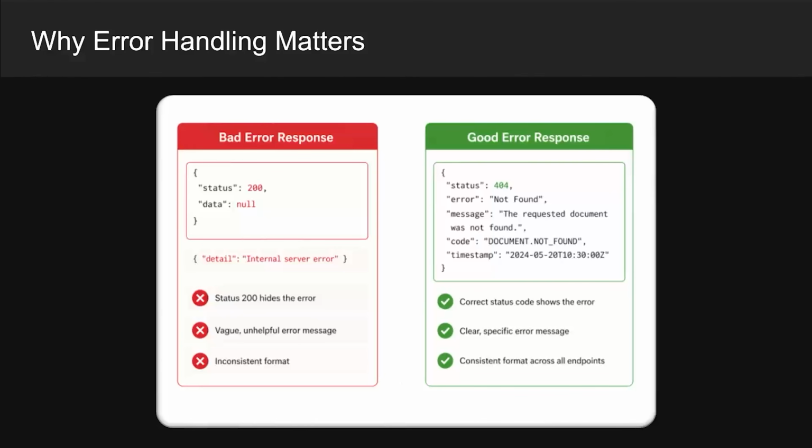Let's get into it. Here's something that trips up a lot of developers. They focus entirely on making the happy path work and completely ignore what happens when things break. Look at the two examples on the screen. On the left, a bad error, either a 200 with null data or a generic internal server error. That tells the caller absolutely nothing. On the right, a good error: status 404, a clear message saying exactly what wasn't found, an error code, even a timestamp. The difference matters because whoever is calling your API needs to know what went wrong and why. A bad error response is actually worse than no response. It sends the caller in the wrong direction.